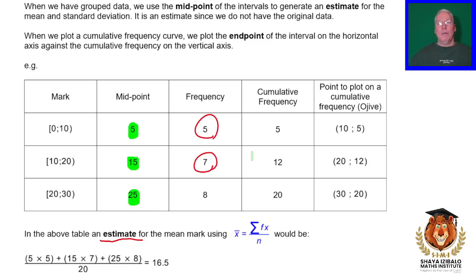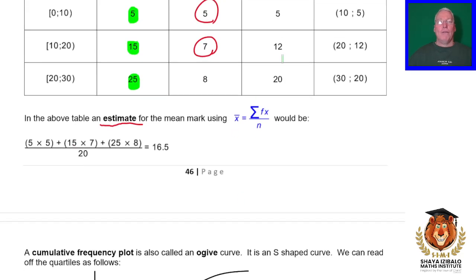And so then what we do is we take each mark, each midpoint, and multiply by the frequency, add them all up and divide by how many people there were altogether. This formula here says exactly that. So the mean is found by taking the frequency times the midpoint, where x represents the midpoint, adding them up and dividing by how many there are. And that formula does get provided.